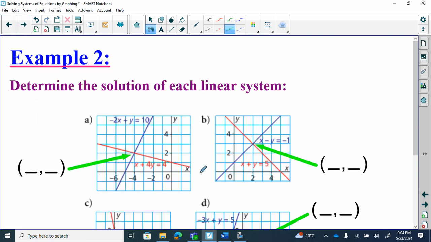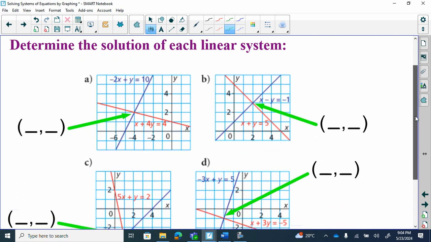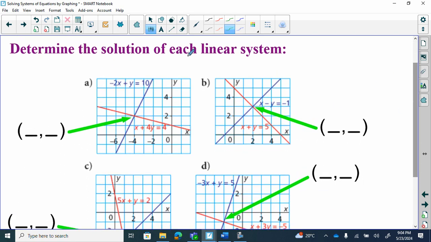Last page, we're looking for the solution here. All right? It says determine the solution of each linear system of equations. So I have a blue line and a red line. They're already graphed for you. All you need to do is pick out the point of intersection. So how do I get out to that point? I got to go 1, 2, 3 blocks to the left. So that's why it's a -4, and I go 1, 2 blocks up. The solution would be -4, 2.